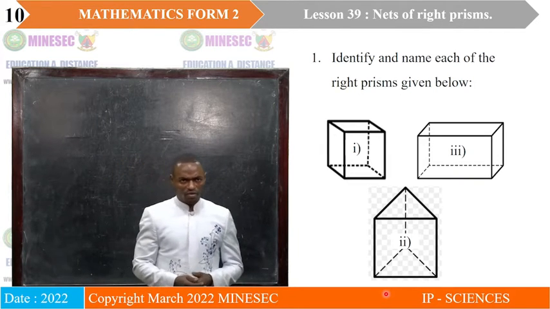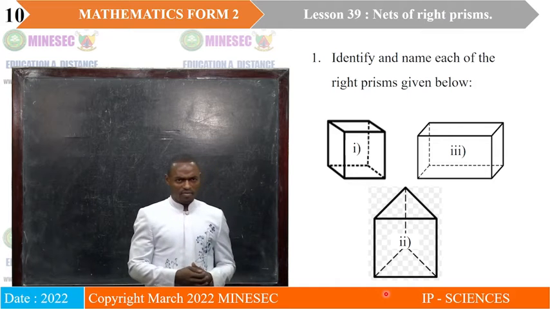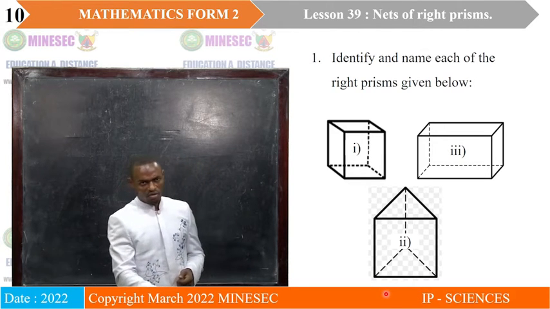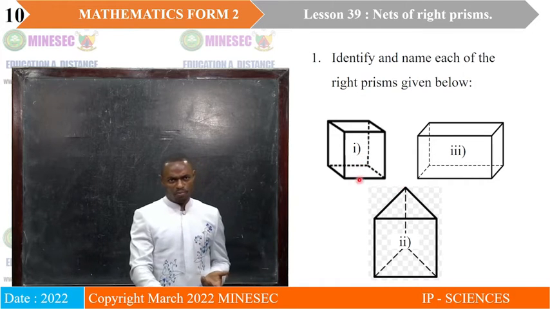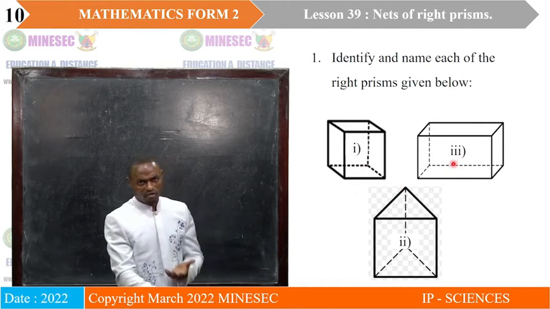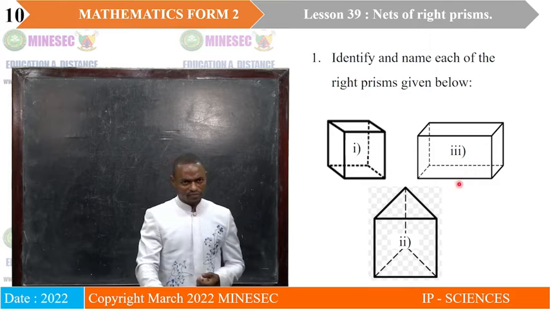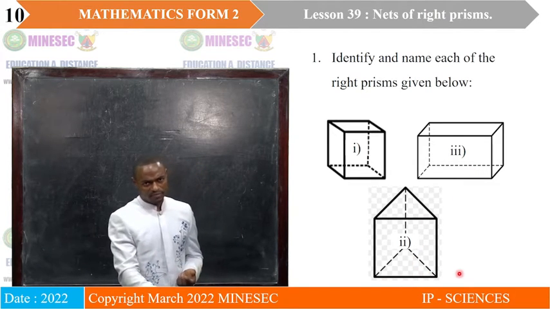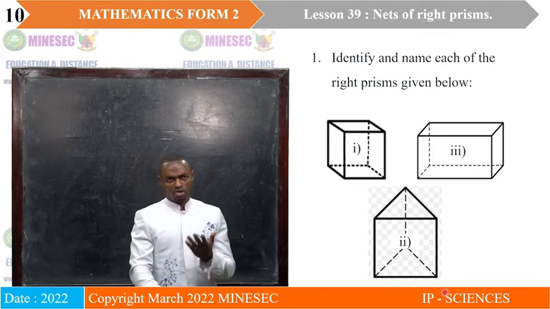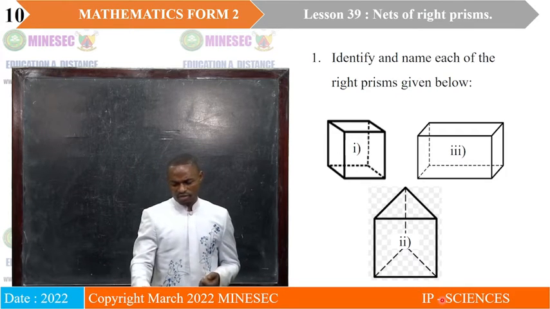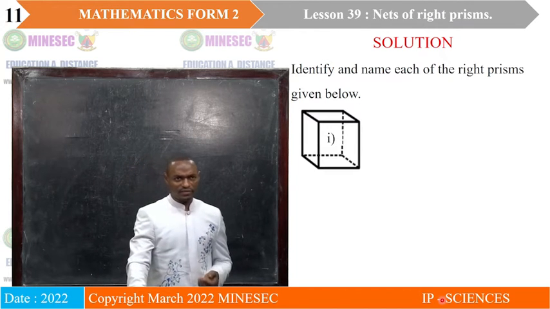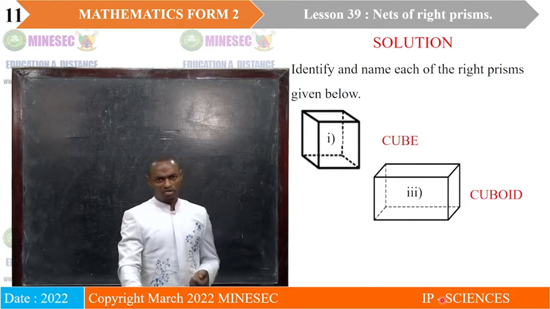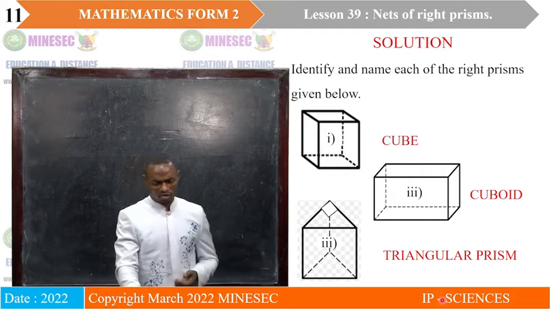You have some right prisms displayed. Looking at this first one, it is a cube. This other one is a cuboid, and this one is a triangular prism. And we are told that all of them are right prisms. So as you have already seen, a cube, a cuboid, and a triangular prism.